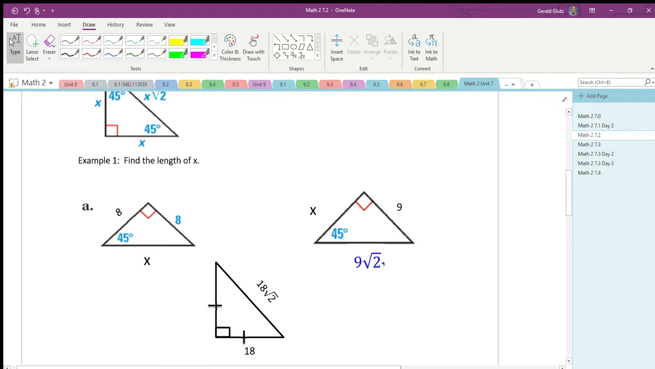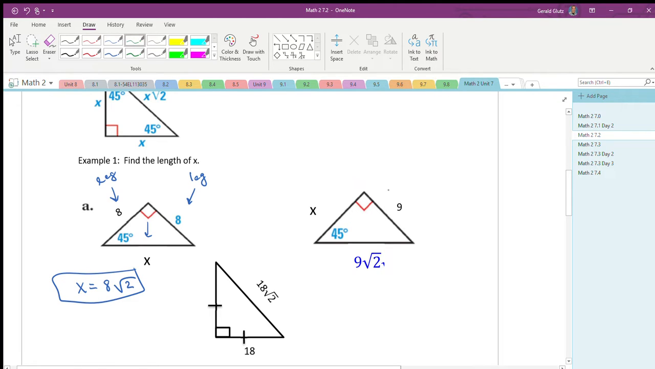For example 1, if we were trying to find the value of x, this side is a leg because it's touching the 90-degree angle. This side is a leg, it's touching the 90-degree angle. This side over here, where x is, is the hypotenuse because it's opposite of the 90-degree angle. To find the hypotenuse, I multiply one of the legs times the square root of 2. So x will equal 8 times the square root of 2. That's all we have to do for that one.